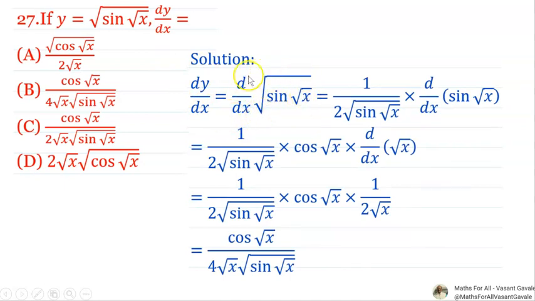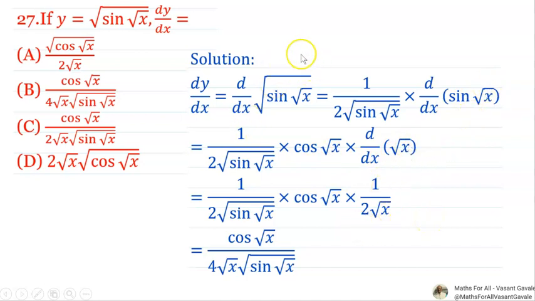First we will take the derivative of the outer root. The derivative of root of sine of root x is 1 upon 2 times root of sine of root x into d dx of sine of root x. d dx of sine of root x means what? Cos of root x. Again it is composite, so we will find the derivative of this root x, which is 1 upon 2 times root x.